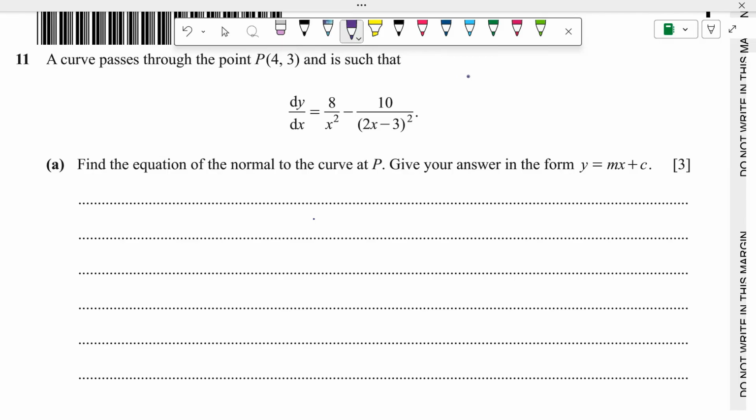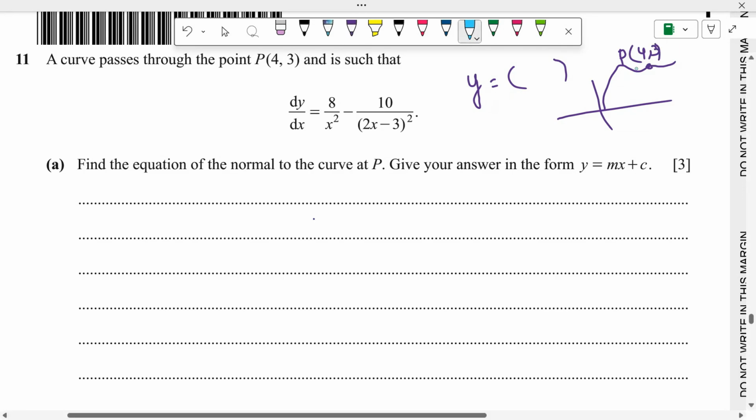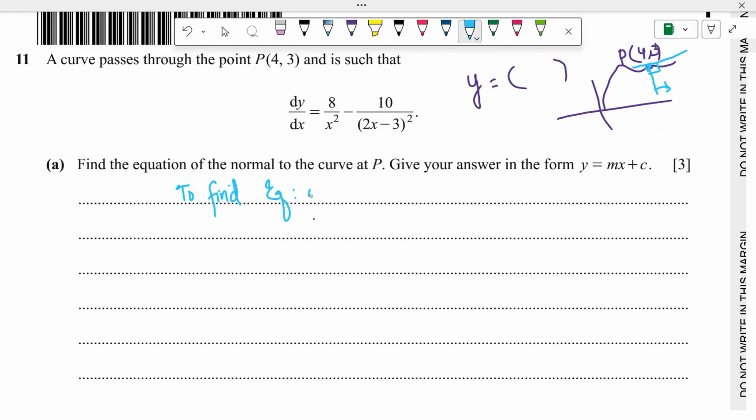If there is an equation of a curve and this curve is passing through the point P (4, 3), the tangent to the curve will be like this, and we need to find the equation of this normal. To find the equation of the normal, we will use the slope point form, which is y - y1 = m(x - x1).